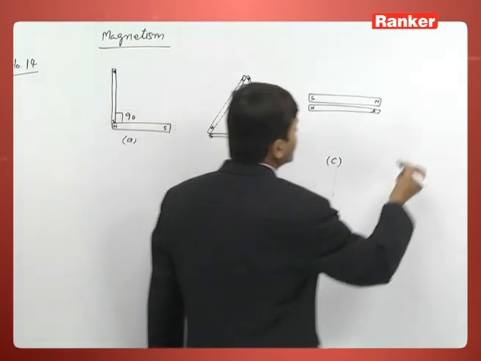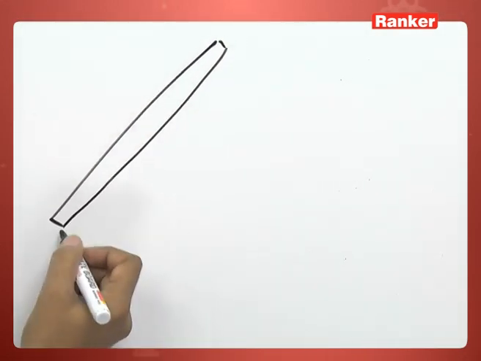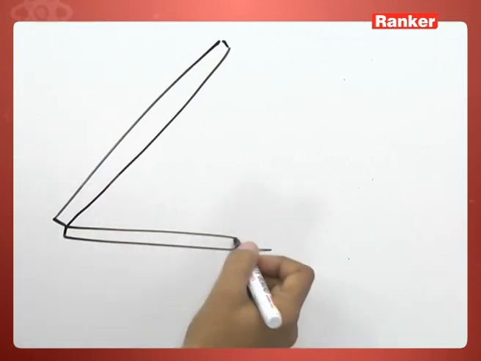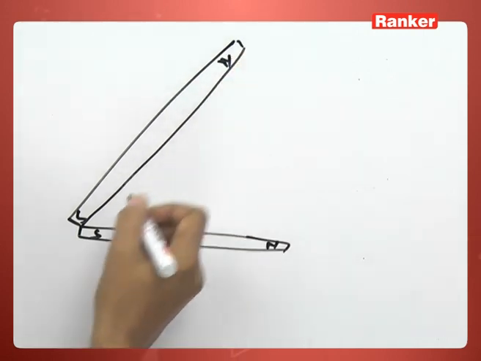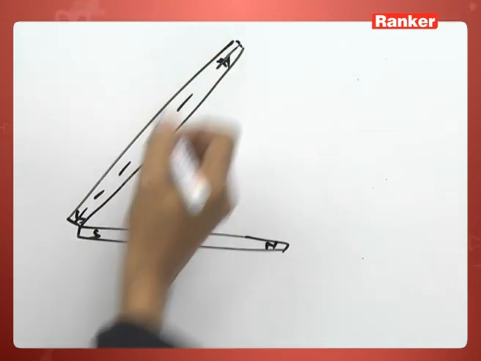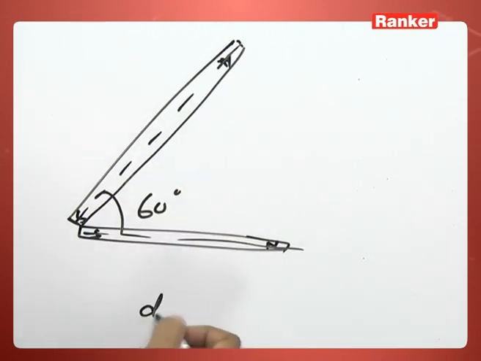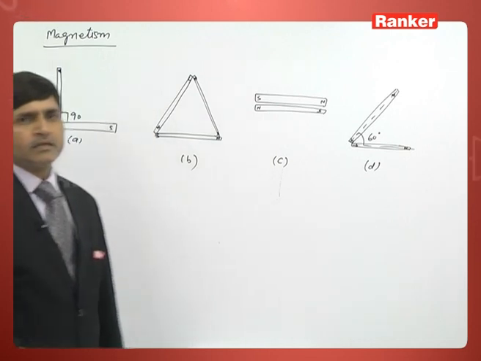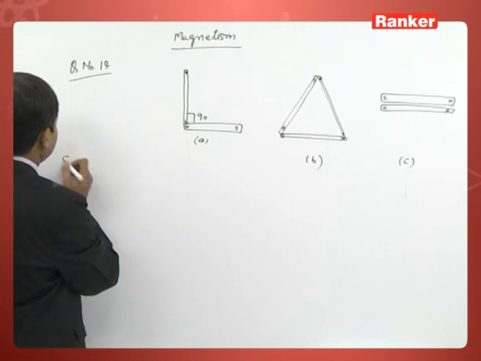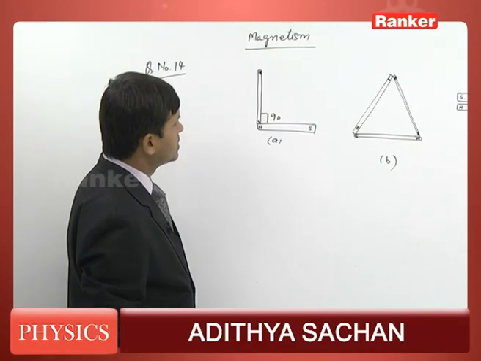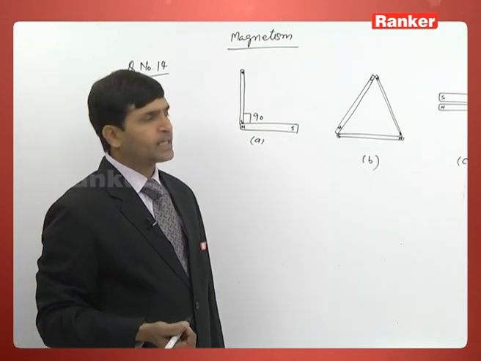And in the fourth diagram, two magnets are kept in this manner. This is south, north and south and north. And the angle between these two is here 60 degree. So we have to check what is the resultant magnetic moment of all these. See, as we know, magnetic moment is a vector quantity. So we have to take the vector addition.